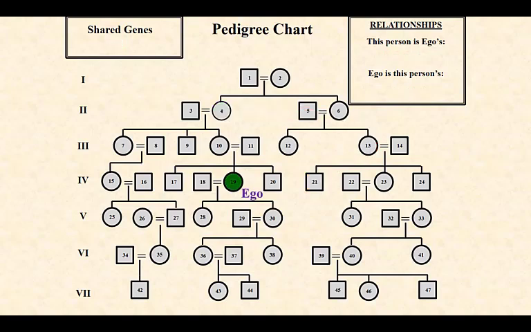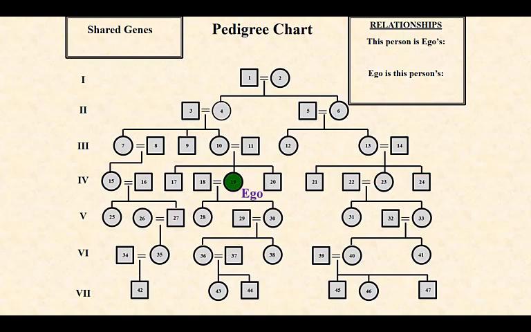Next example, we designate ego as 19 and ask the question, what's the relationship to 24? We see here that 4 and 6 are sisters, therefore their offspring will be first cousins, and the children of first cousins will be second cousins. Therefore this person is ego's second cousin, and ego is also this person's second cousin, and they share 1/32 genes.